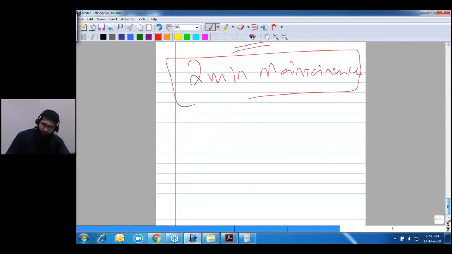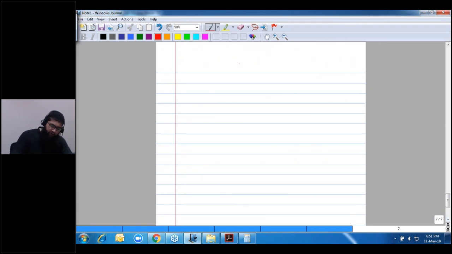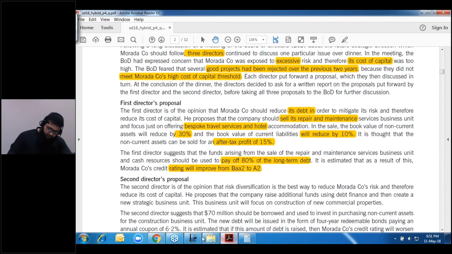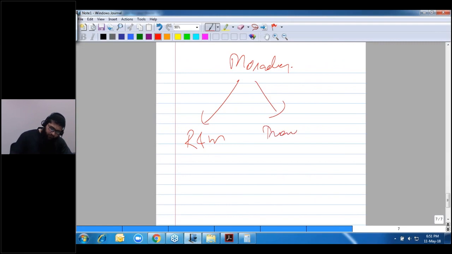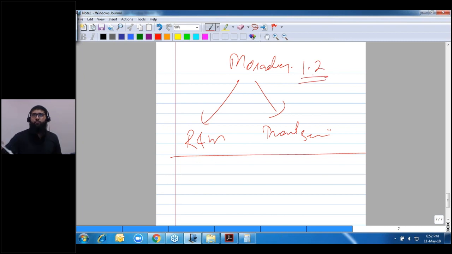So this company, the Morada company, has got two businesses. One of them is the repair and maintenance business, and the other is travel services. Now, you need to understand one thing. First of all, we have got the equity beta of this Morada company, which is 1.2.